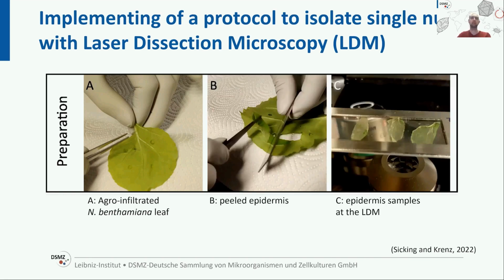We then can peel off the epidermis, as you can see in panel B, place it on the special slides for the laser dissection microscope, and then we can cut it with the CellCut system and collect the material of interest in the sample tubes with these sticky lids.